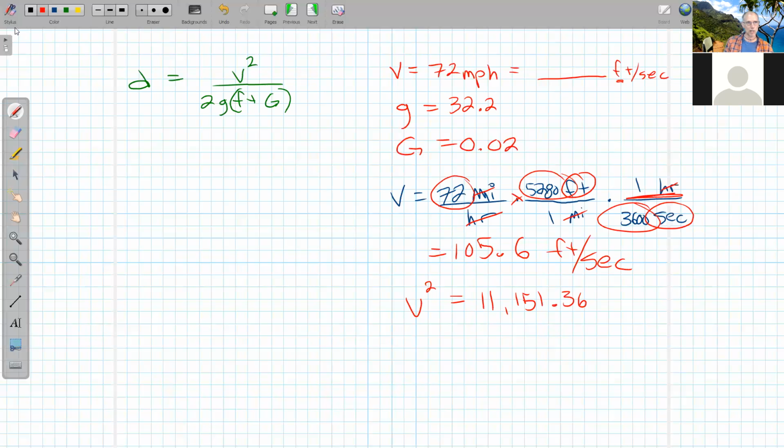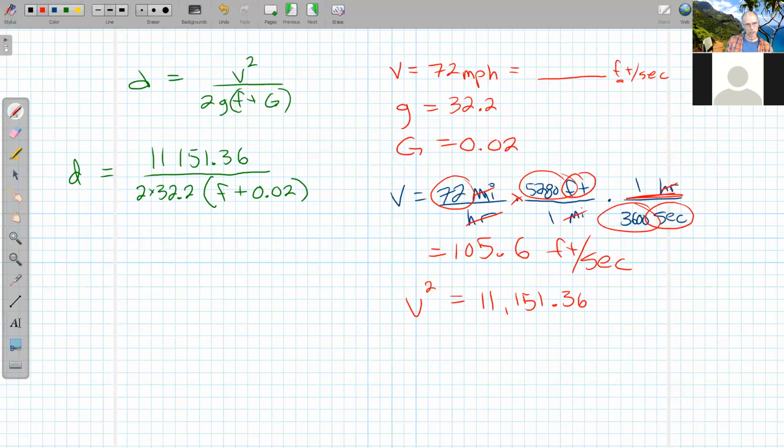All right, so plugging that all back in and seeing if I can clean it up anymore. I've already done a little cleaning up by squaring V. So I have 11,151.36 divided by 2 times 32.2, parentheses, F plus 0.02. I can clean that up in a moment. And if I look at the options they give me, none of them look like this. I have to do some cleaning.